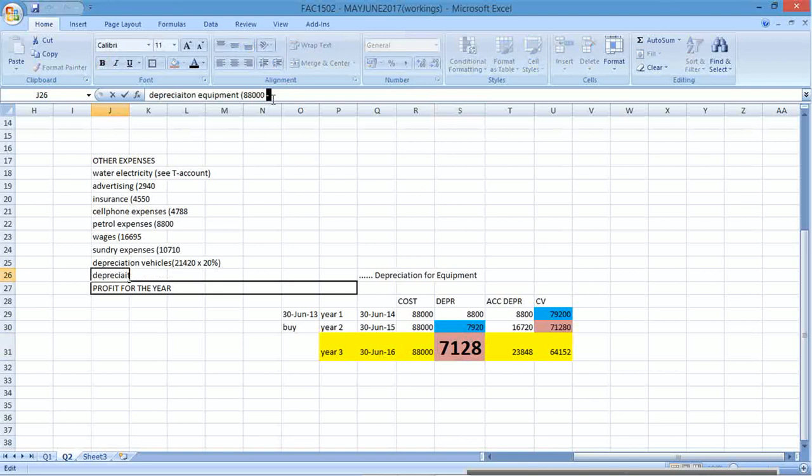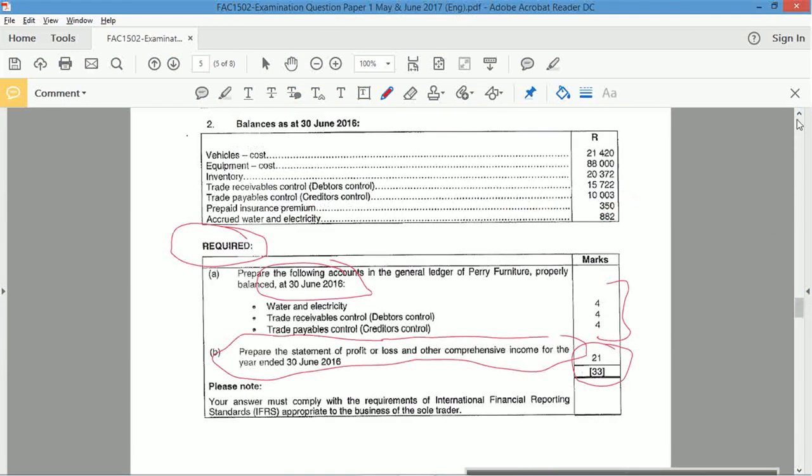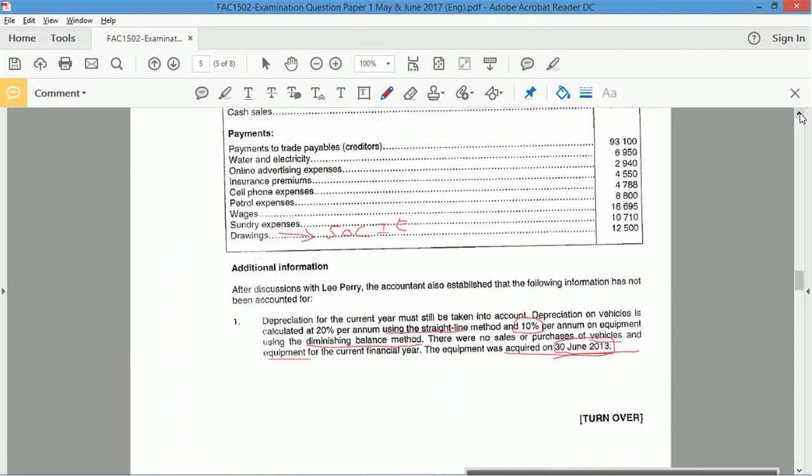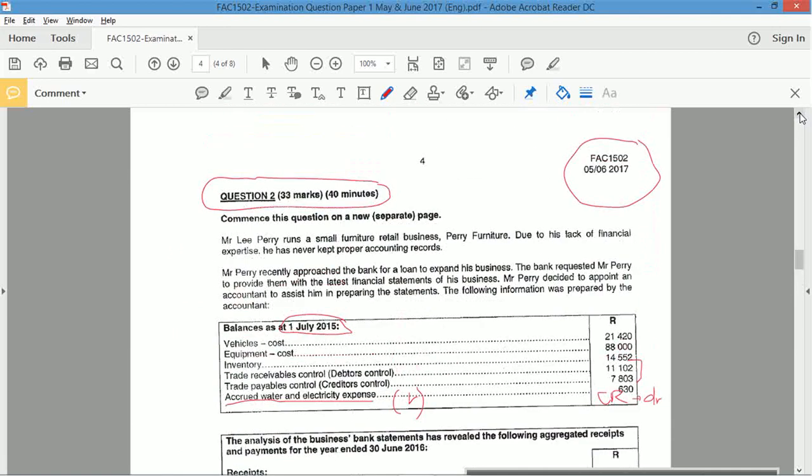So here I'm going to write down C workings. Right, and I'm going to show 7128 there as depreciation for equipment. And now I've completed that point. Okay. Go back. Keep going. Next point. What else do I have? Was that it? Ooh, that's it. Nice. Short question, actually. Yeah, that's it, eh?